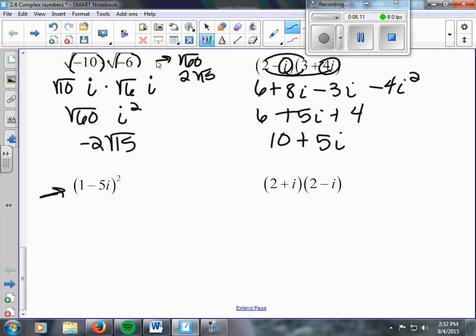Don't forget to FOIL. And then this last one, I want to point this out. These are called conjugates. They get a special name. I want you to see what happens when we multiply these. We're going to still FOIL. So I get 4 plus 2i minus 2i minus i squared.